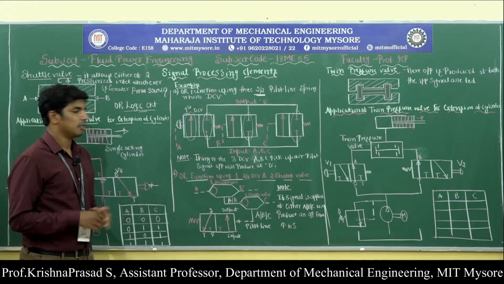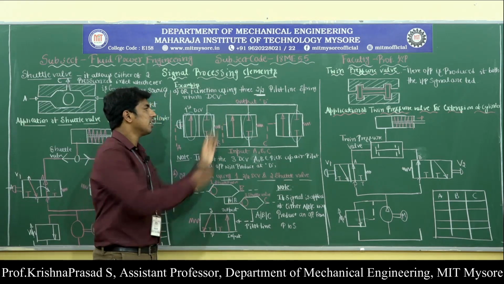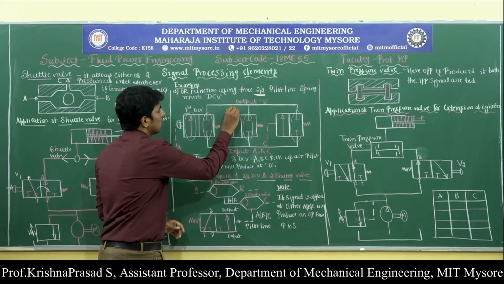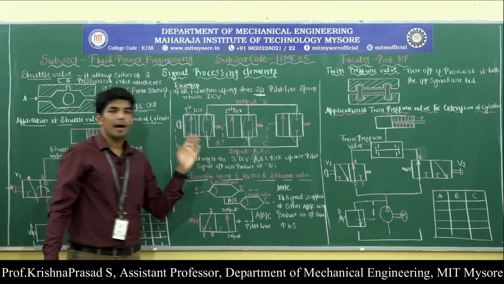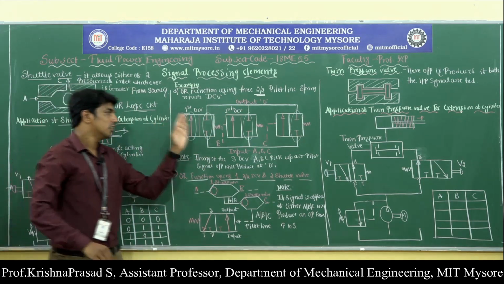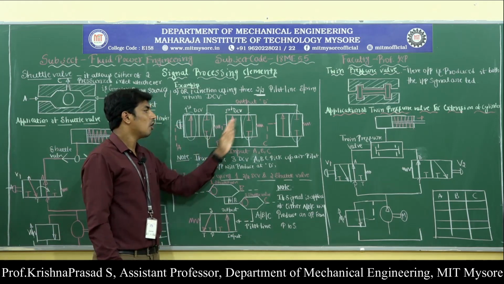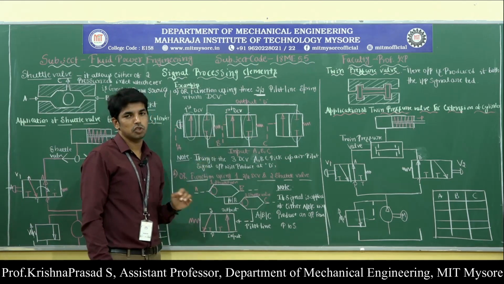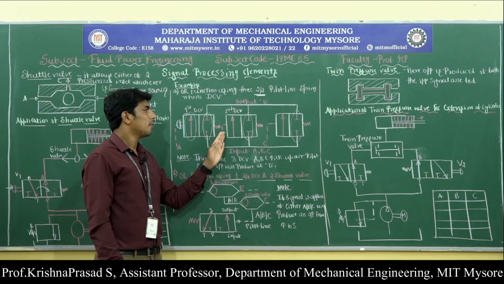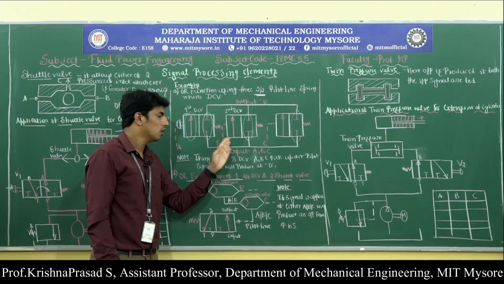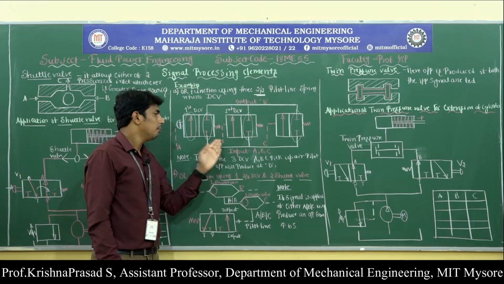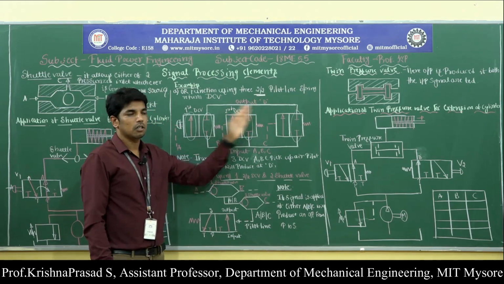Okay, similarly if the push button is pressed for the second direction control valve, then also the pilot line shifts the direction control valve from the normally closed position to the normally open position. Then compressed air will flow from inlet port B to the outlet port D.